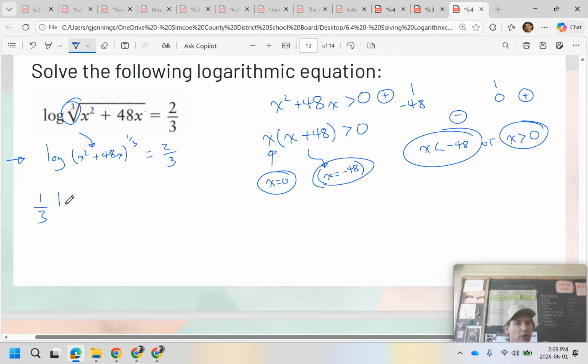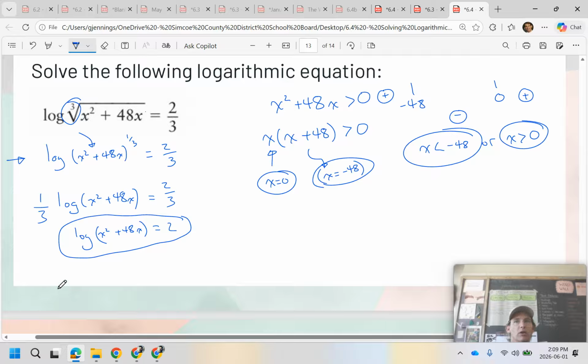Here we go. We're going to apply the power law. 1/3 of log of x squared plus 48x is equal to 2/3. The next easy thing to do, multiply both sides of the equation by 3. Isn't that easier than equating that thing to this thing? Anyway, so then we get log of x squared plus 48x equals 2. And now what do we do to solve this? Quinal, change the form to exponential form. But this logarithm doesn't have a base. It's base 10, everyone. This is the common log.